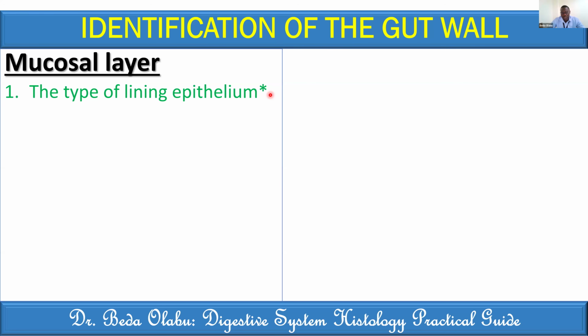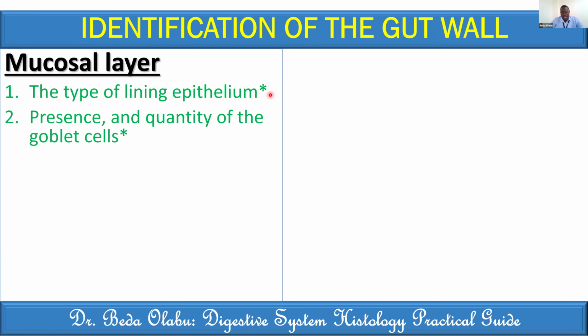If it is simple columnar, then you know you're between stomach to the rectum. If it is stratified squamous, then you're either in the oral cavity, pharynx, esophagus, or anus. If it is not any of those two, you are not in the alimentary canal. The other thing we can check is the presence and the quantity of the goblet cells, and this helps us to distinguish largely between small bowel and large bowel. Large bowel having a lot of goblet cells and small bowel having fewer goblet cells.